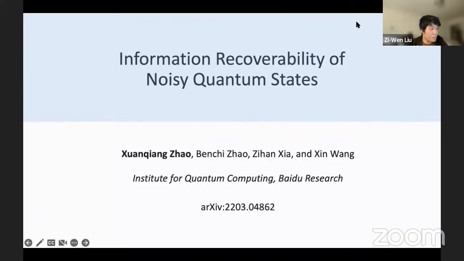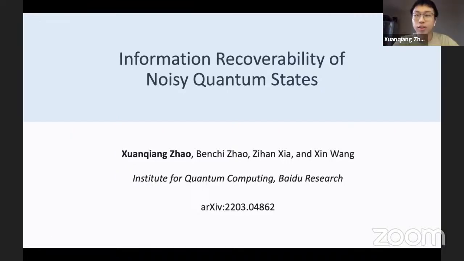Oh, okay. So our next speaker is Shenqiang Zhao. He will tell us about information recoverability of noisy quantum states. Please. Thank you for the introduction. Hello, everyone. I'm Shenqiang Zhao. Today, I want to share with you this work titled Information Recoverability of Noisy Quantum States. This is a joint work with Benchi Zhao, Zihan Xia, and Xin Wang. And it was done when I was a research intern at the Institute for Quantum Computing at Baidu Research.